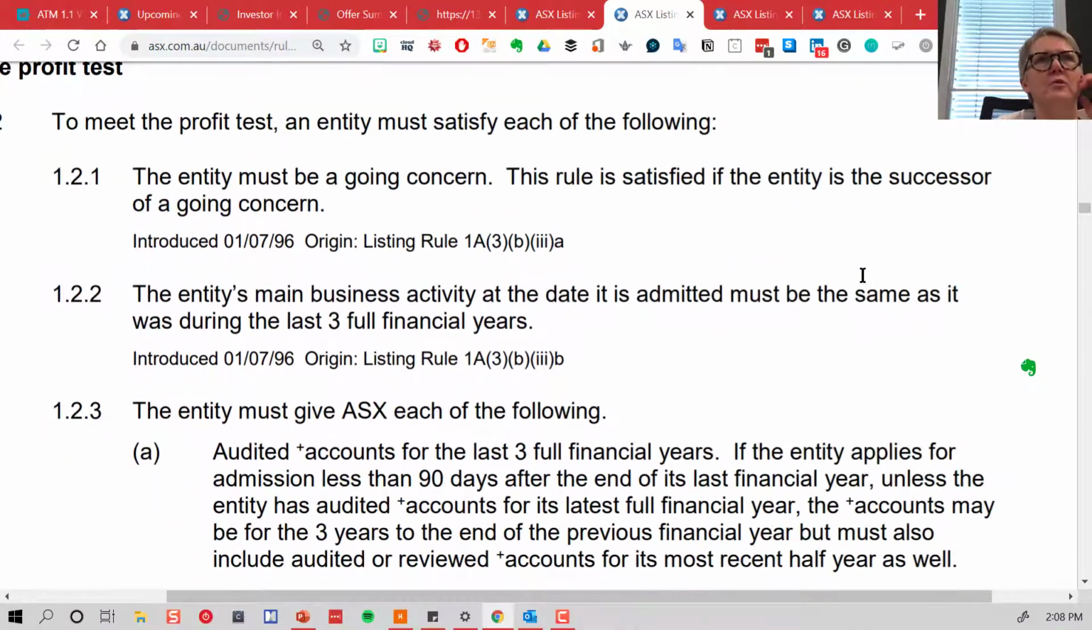So let's get down to the rules. Profit test. Remember, you need to meet one or other of these rules. You need to be a going concern.